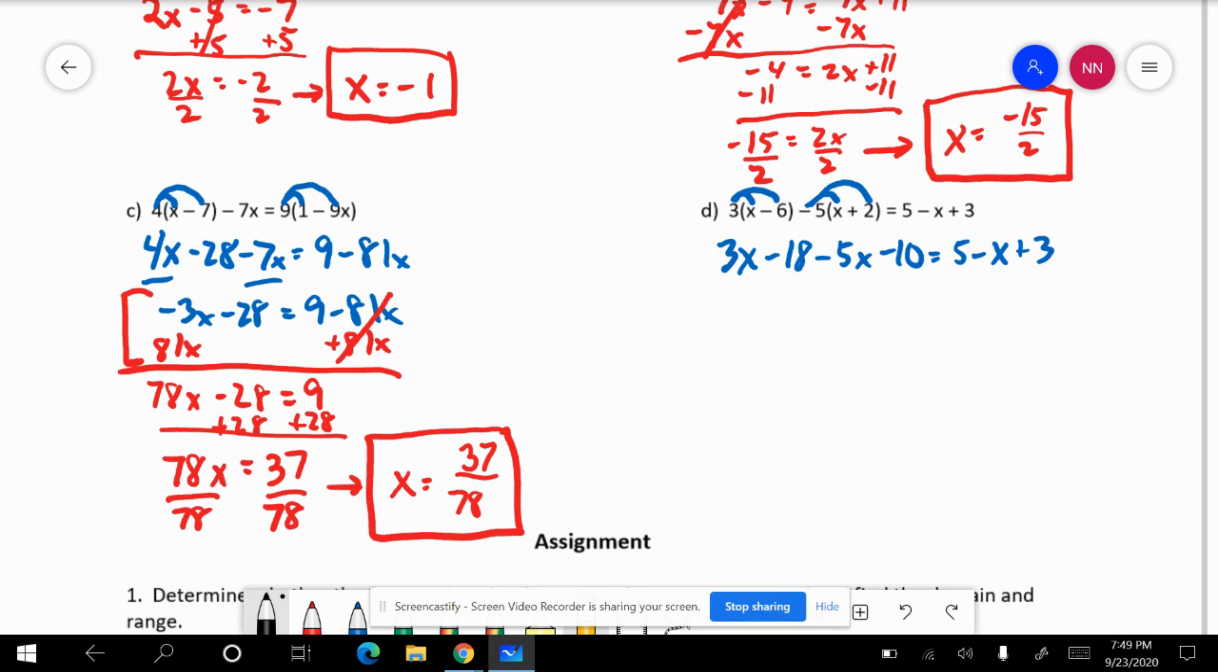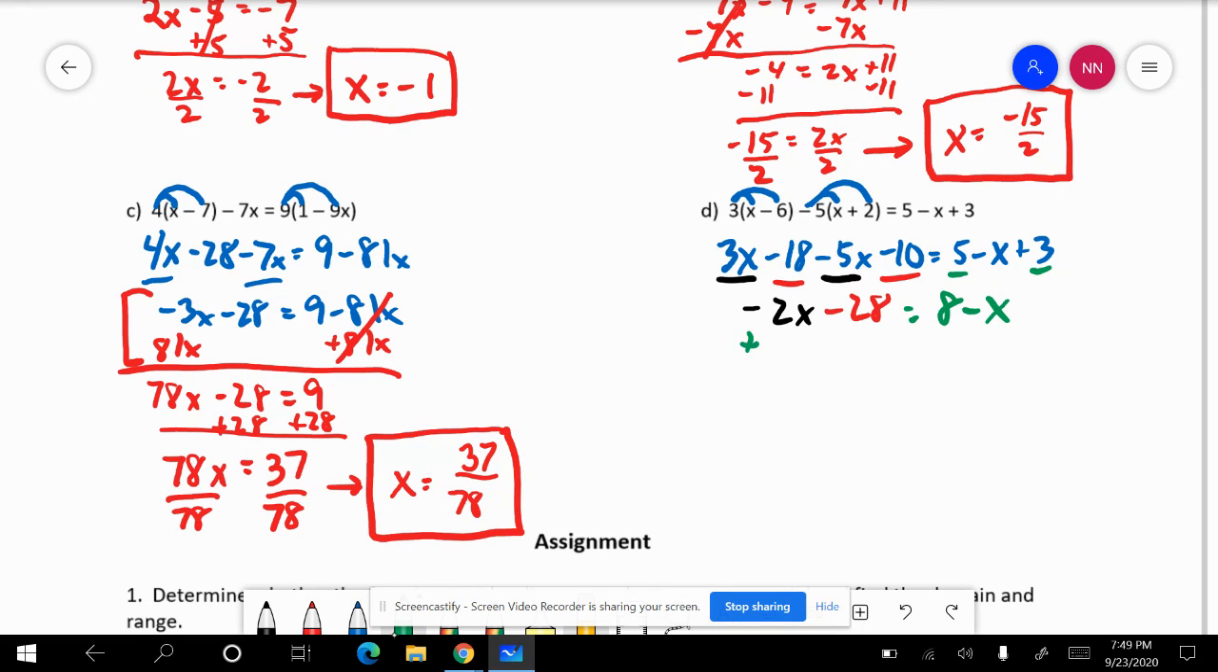Once again, I'm looking for like terms. So I see the 3x and the negative 5x, and that gives me negative 2x. Then I see the negative 18 and the negative 10, which is negative 28. And I also see on the right-hand side the 5 and the 3, which gives me 8 minus x.